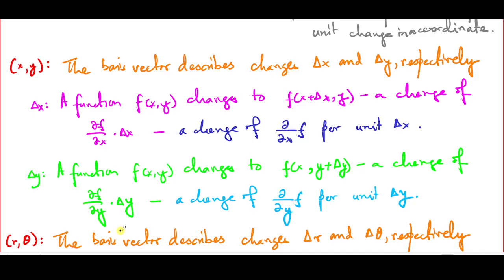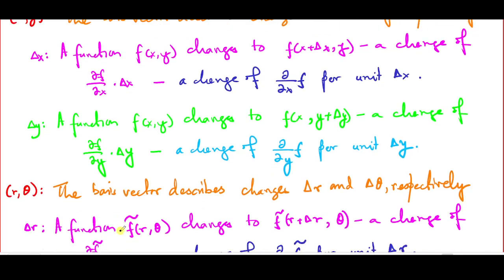Keep this in mind. Now let's look at the polar coordinate situation. Here, the basis vectors that are used are not the unit vectors e_r and e_theta. Once again, unit vectors are things we cannot really talk about at this stage. The basis vectors describe changes in delta r without changing theta, and change in theta without changing r, respectively.